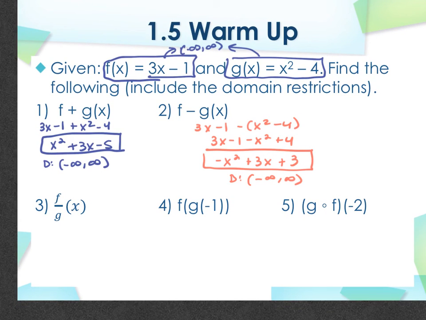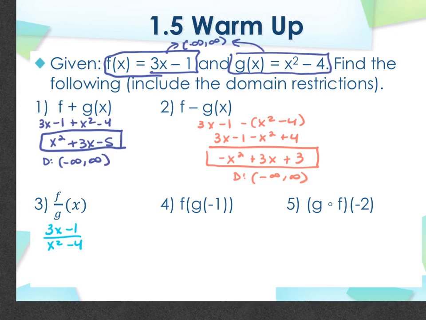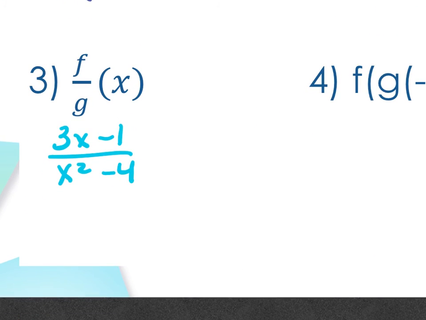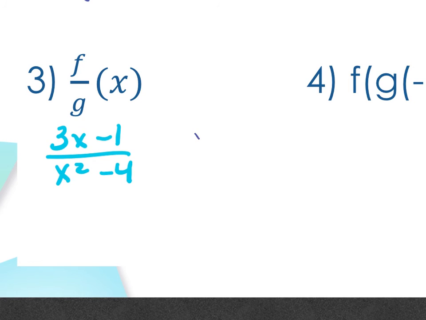Number 3 is the division, right? So we do the top divided by the bottom. So 3x minus 1 over x squared minus 4. And that can't be simplified. My original restrictions are negative infinity to positive infinity, but we just added one because we put a variable in the denominator. So if x squared minus 4 cannot equal 0, then x squared cannot equal 4, and x cannot equal plus or minus the square root of 4, which means plus or minus 2.